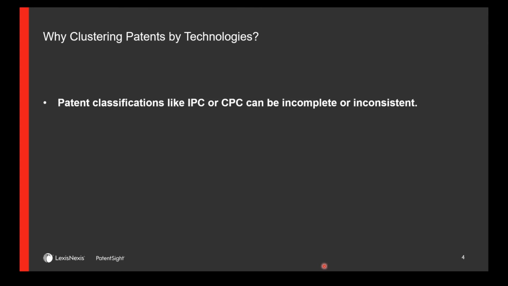And there's a very striking one. Patent classifications, as we know them, like the IPC or the CPC, can be incomplete or inconsistent. And as you will know, one patent also has more than one classification, which makes it sometimes difficult to group patents by classification alone.